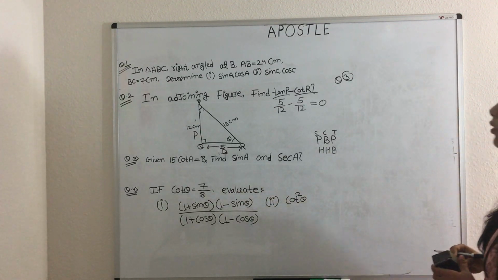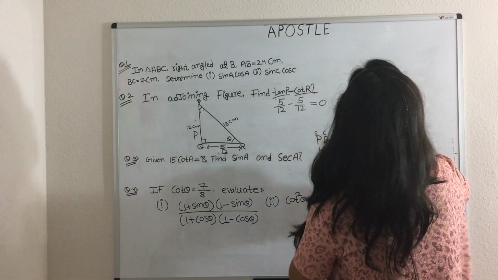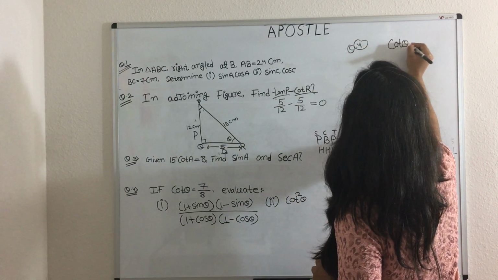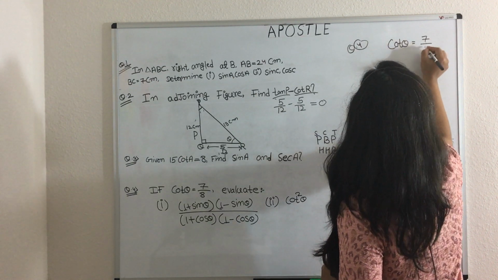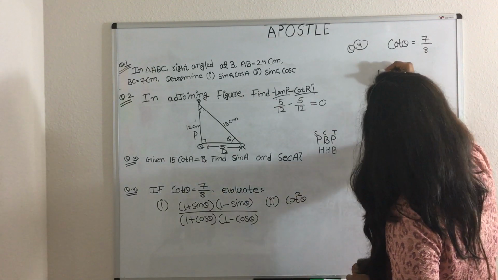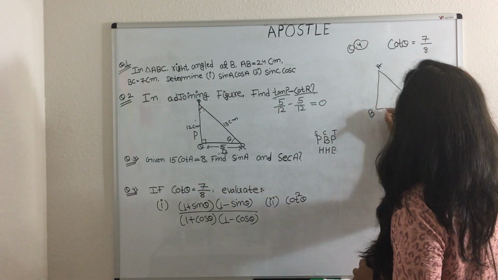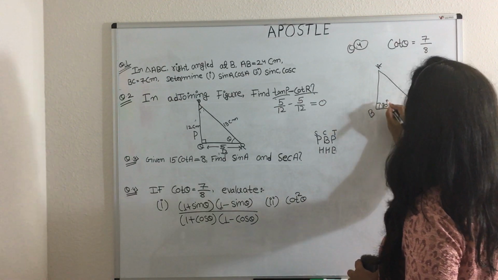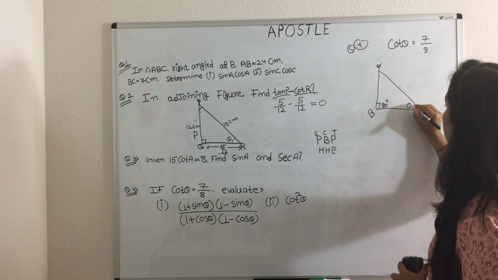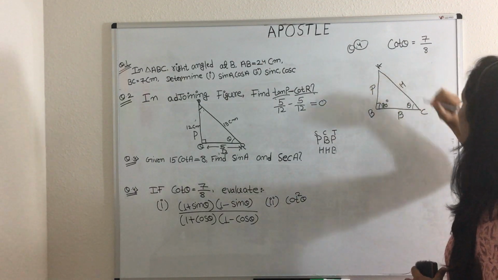In question number 4, it is given that cot theta is equal to 7 by 8. In this question, again we are considering a right triangle ABC, in which the right angle is at B. So angle B is 90 degrees, and I am going to consider theta at the position of angle C. So this is the base, this is the perpendicular, and this is going to be our hypotenuse.